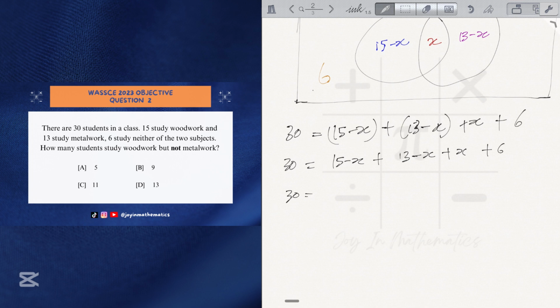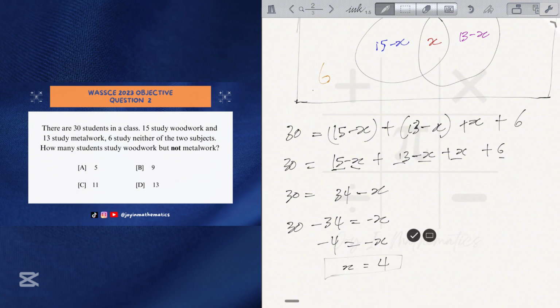So simplifying this further, this will result into 30 plus 15. We have 15 plus 13 plus 6, and this will result into 34. Minus x will nullify plus x, and we'll be left with minus x. And so we can evaluate for x now. We say 30 minus 34 is equals to minus x. Minus 4 is equals to minus x, and therefore x is equals to 4.